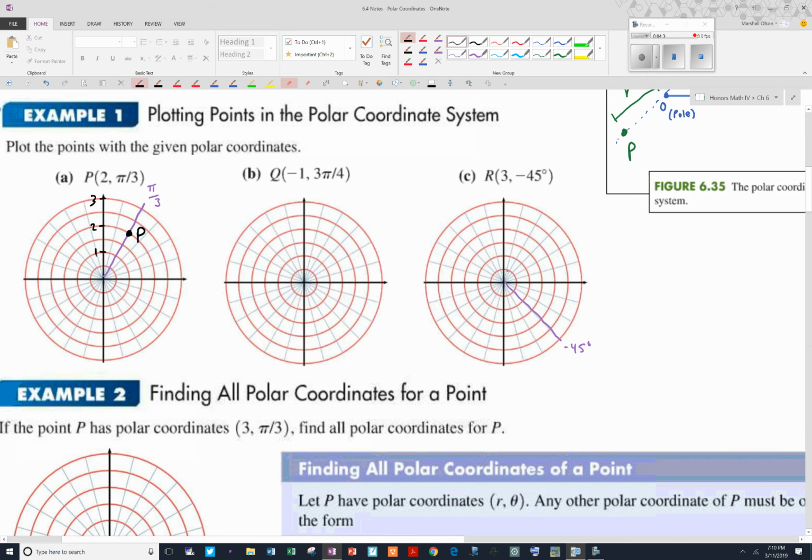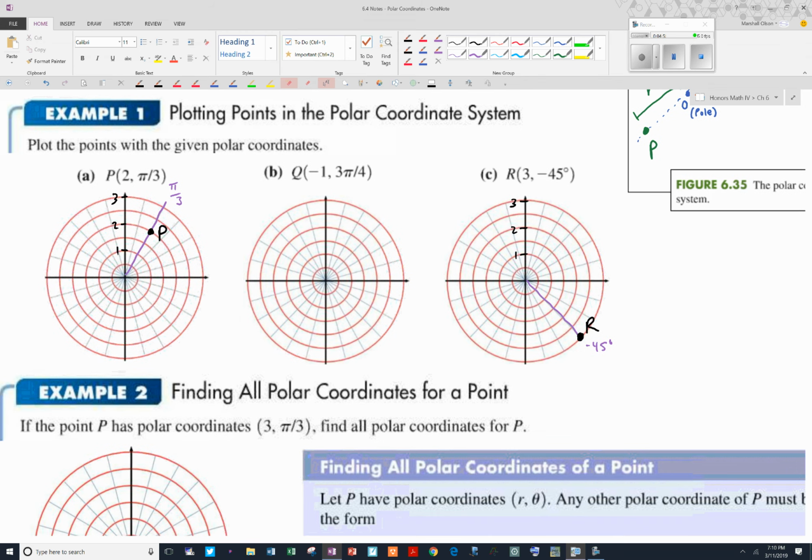So we've got, I always like to number this axis here, I'm going to go again 1, 2, and 3 here. So 3 units out on that would be right there. So this would be point R, because we're calling that R this time. All right, the second example there, example B, notice we have a negative R value.